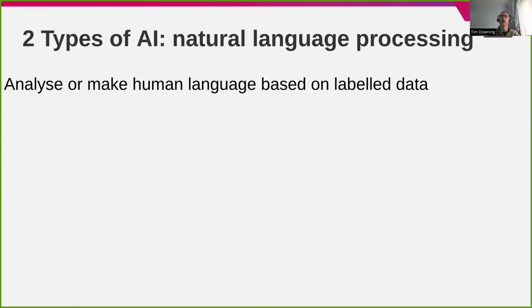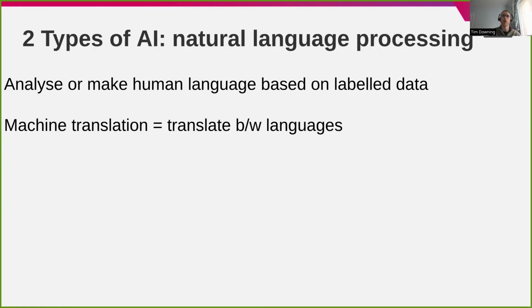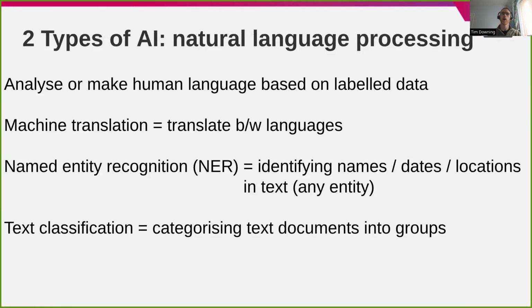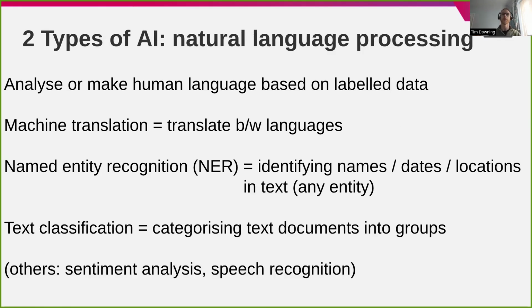So what we want to do if we're doing natural language processing is try to analyze or make sense of human language based on labeled data. Machine translation, which allows us to translate between different languages, is an example of it. We might have named entity recognition, identifying key information from a document like names, dates, locations, and so on. We have text classification that may analyze large amounts of text and allocate those documents into different groups. And there are many other related methods, like sentiment analysis and speech recognition, that link to this as well.